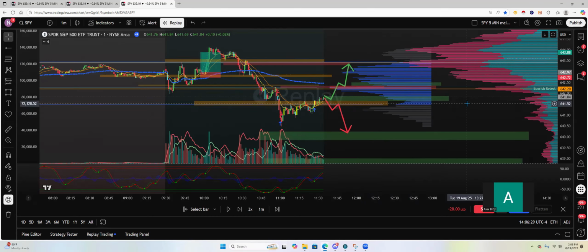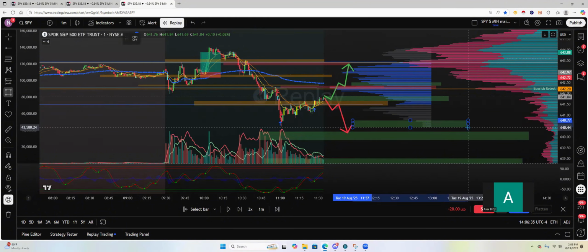So what does actually happen? And also this one that we're in currently, let's just go ahead and mark out the supportive and the resistive zones of these volume nodes.